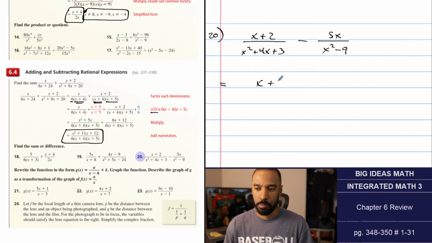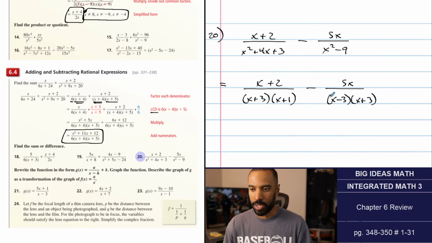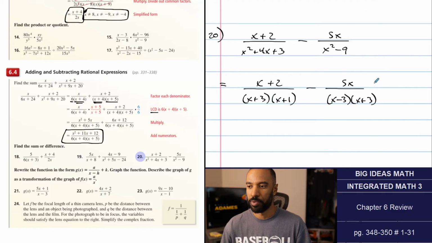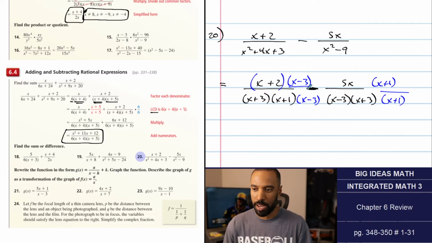All right, start factoring some bottoms. This is x plus 3 times x plus 1. This guy is x minus 3 times x plus 3. They both share the x plus 3. This one's got an x minus 3 that this one doesn't. This one's got an x plus 1 that that one doesn't. So this needs an x plus 1 on top and bottom. This needs an x minus 3 on top and bottom. And we're going to have to work this through with FOIL, distribution, things like that. And there is a minus in between. I need to keep reminding you of that minus.